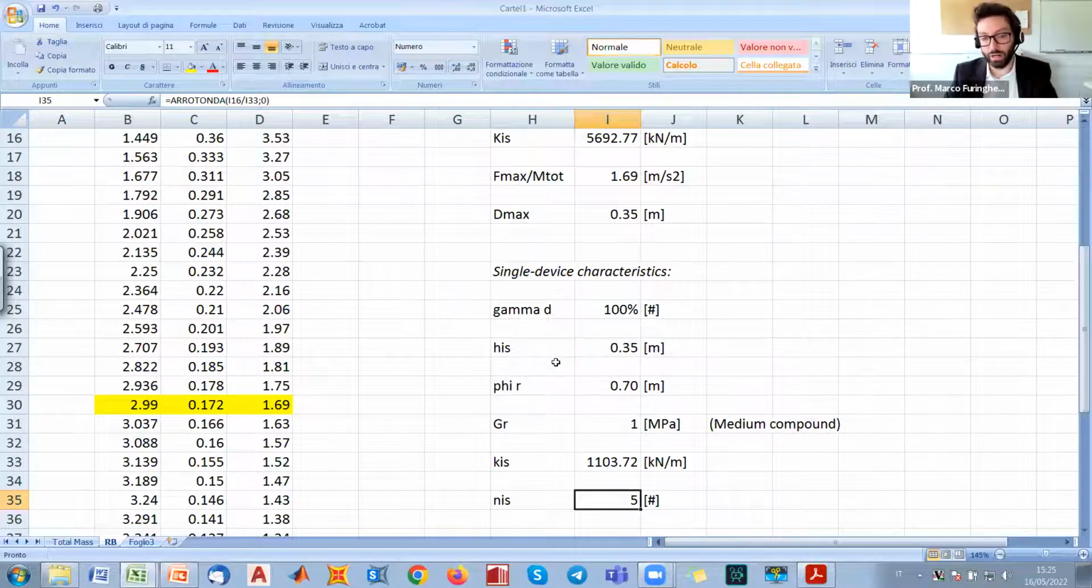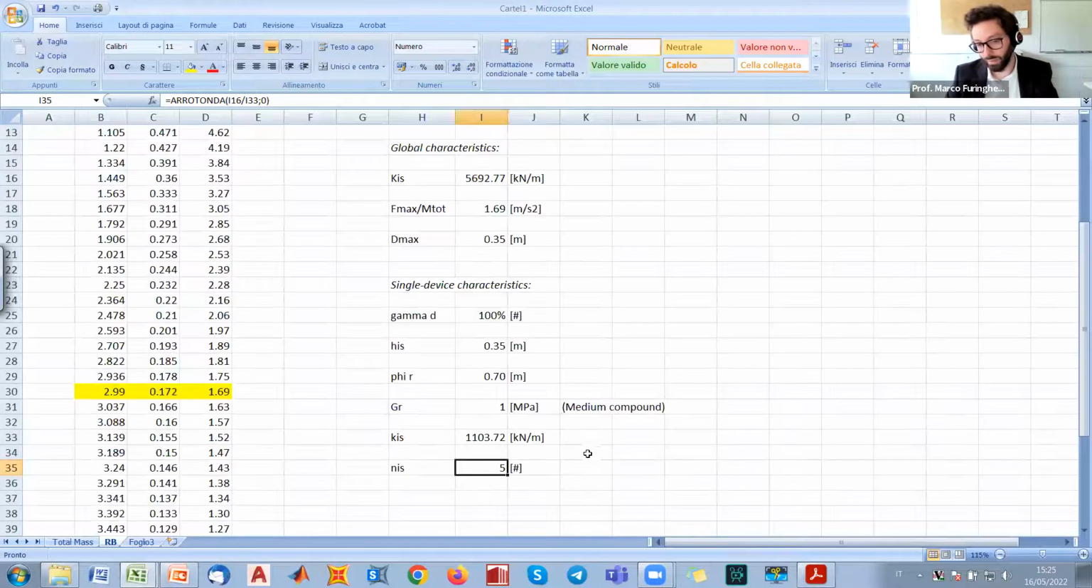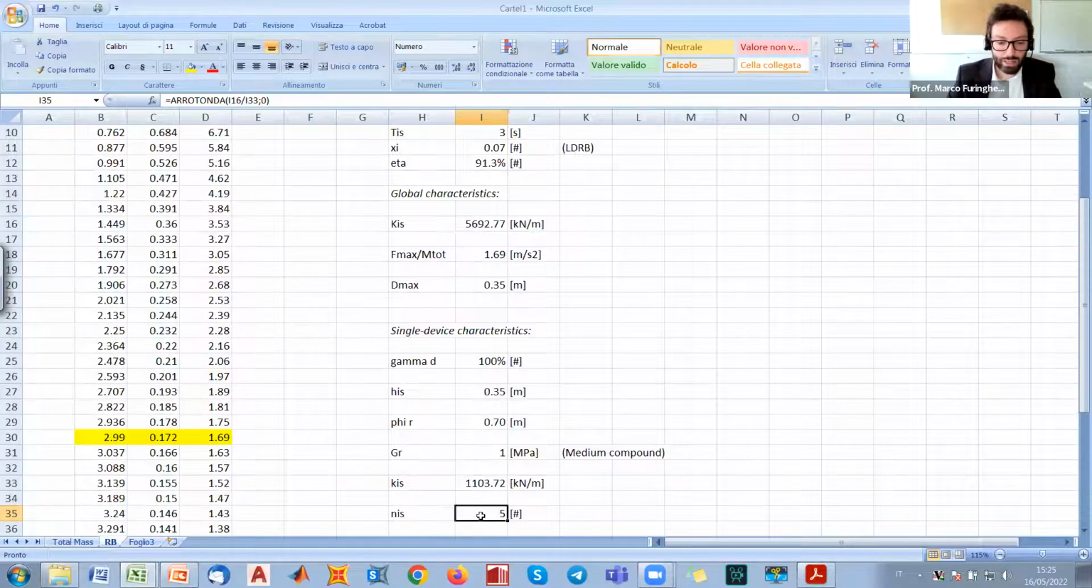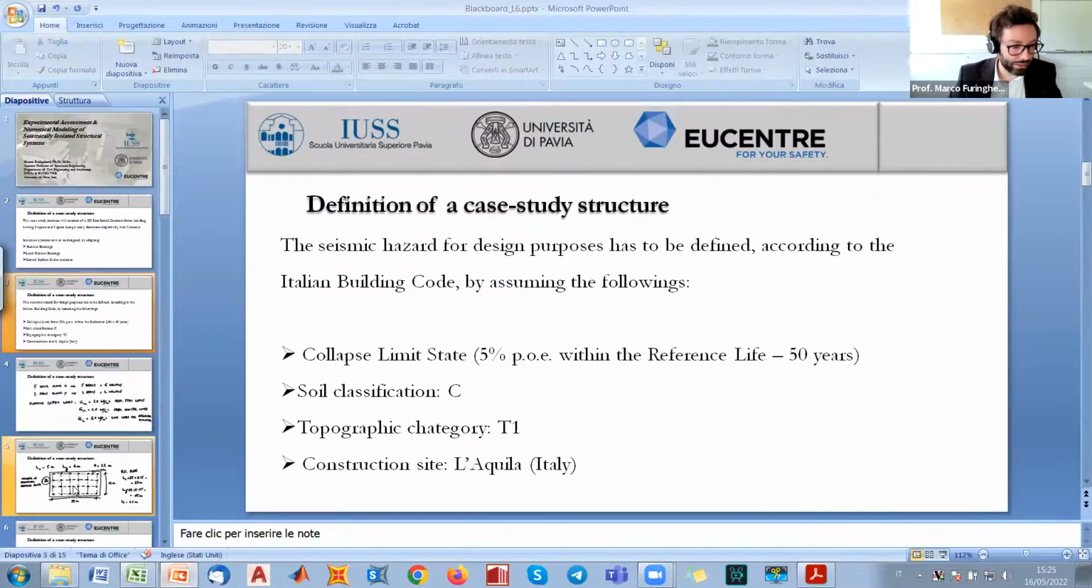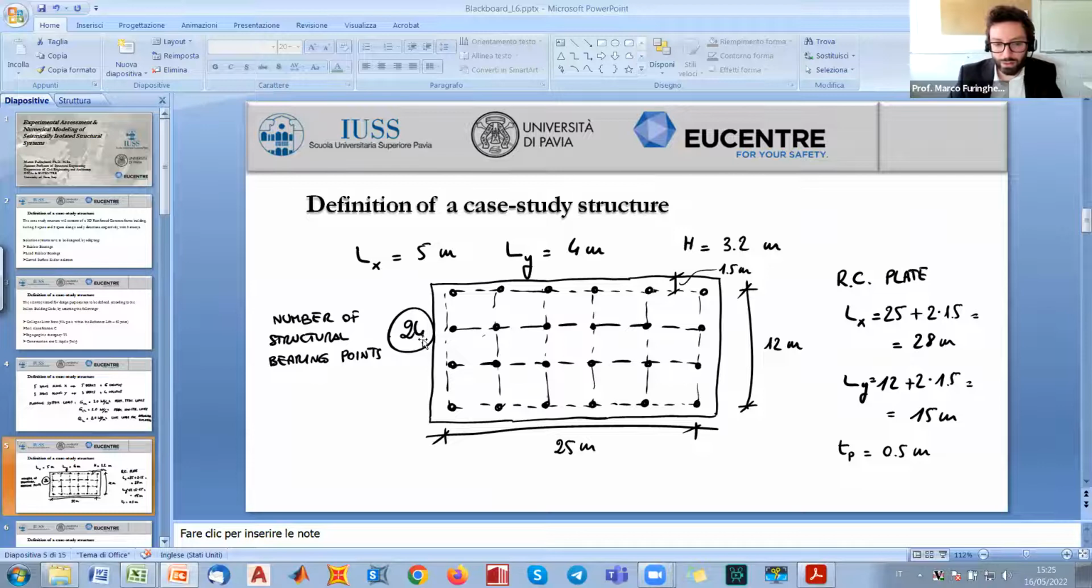So this is very uncommon, simply because it is a very limited number of isolation devices, and remember that our structure is something like this. So we have 24 isolation devices.